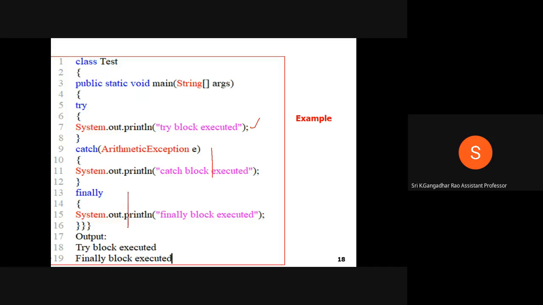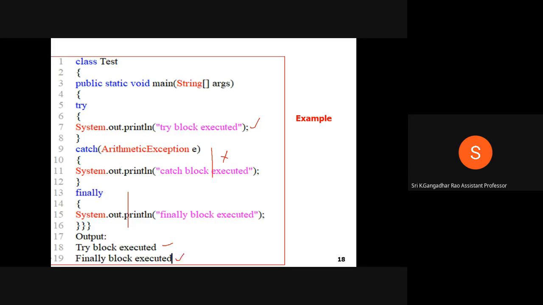If I execute this program, what is the output I am going to get? First, in the try block, System.out.println, "try block executed", that is going to be printed. The catch block is not going to be executed, right? Because there is no exception at this point. And then you can see the finally block is going to be executed.